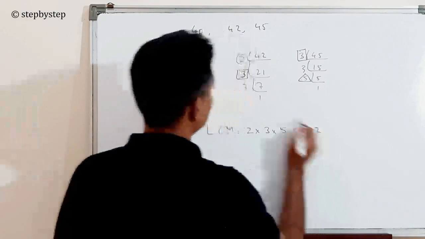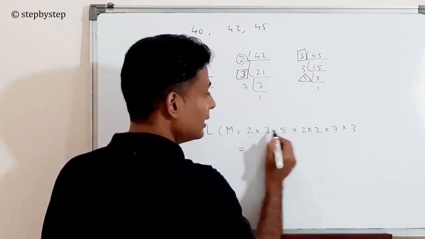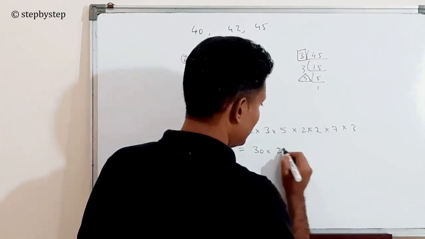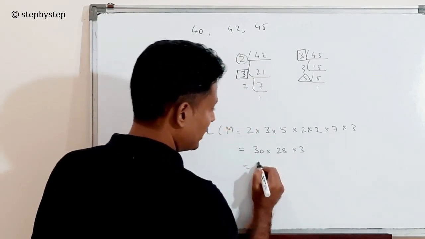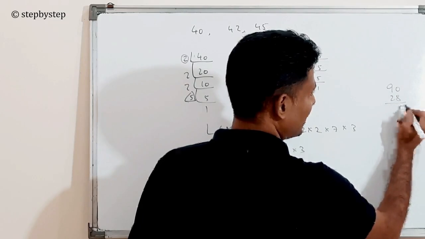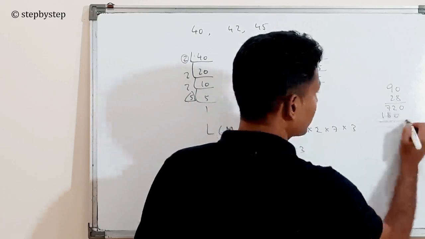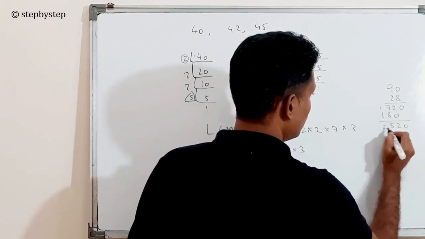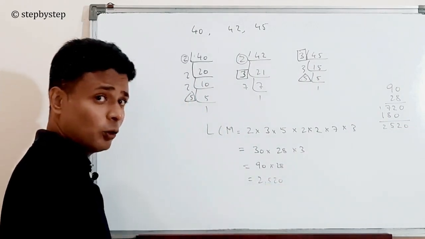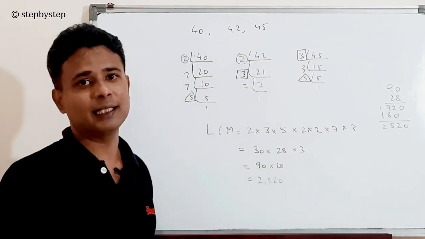2 into 2 into 7 into 3. So what do we get? 2 3s are 6, 6 5s are 30, into 2 2s are 4, 4 7s are 28, into 3. 30 into 3, 90 into 28. So I do 90 into 28. 8 zeros are 0, 8 9s are 72. 2 zeros are 0, 2 9s are 18. So 20, 5 1 2. So the answer is 2520. So after how long will all 3 lights blink together again? After 2520 seconds.